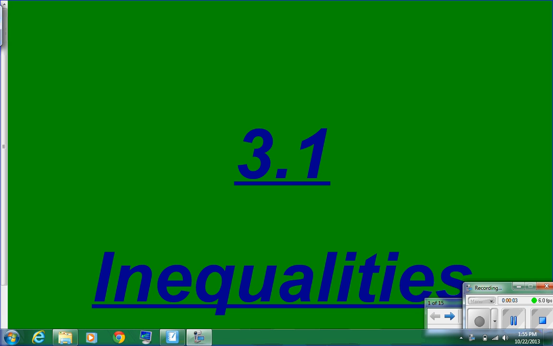Hello, and today we're going to start talking about Chapter 3, and this chapter is on inequalities. And the first section is an introduction to inequalities. This is 3.1.